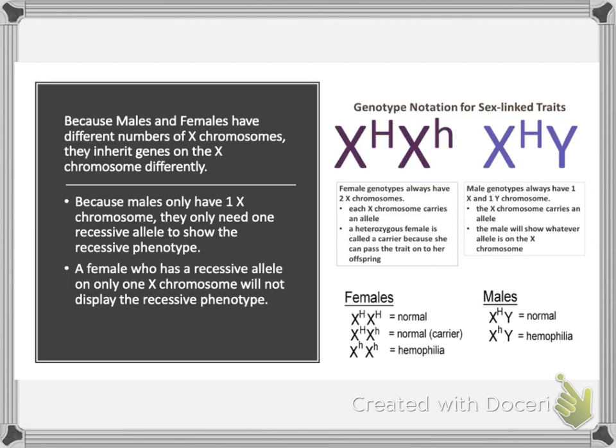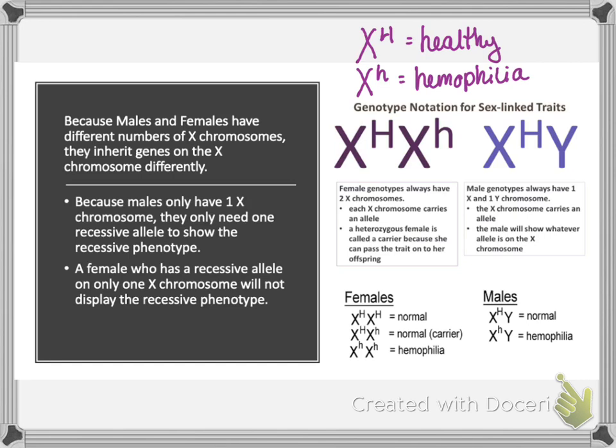So let's talk a little bit about notation for sex-linked traits. We write these out because we're looking at these genes on the X chromosome. We put them as superscripts, almost like little exponents, to show that they're attached to the X chromosome. So for example, in this case, X big H might mean that you have the healthy allele, whereas X little h might mean that you have a specific genetic disorder such as hemophilia, which is a clotting disorder in the blood.